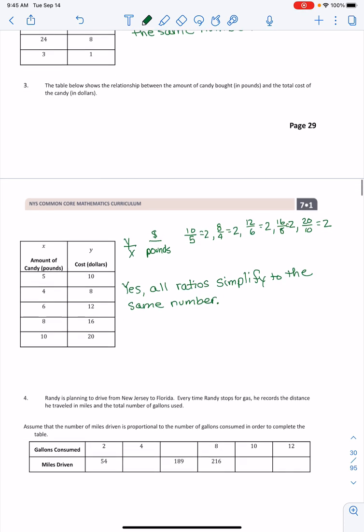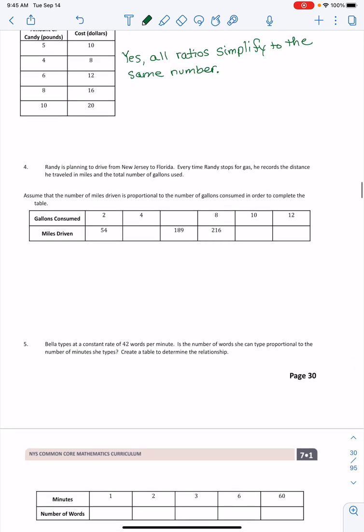Our next question says Randy is planning to drive from New Jersey to Florida. Every time Randy stops for gas, he records the distance he traveled in miles and the total number of gallons used. Assume that the number of miles driven is proportional to the number of gallons consumed in order to complete the table.